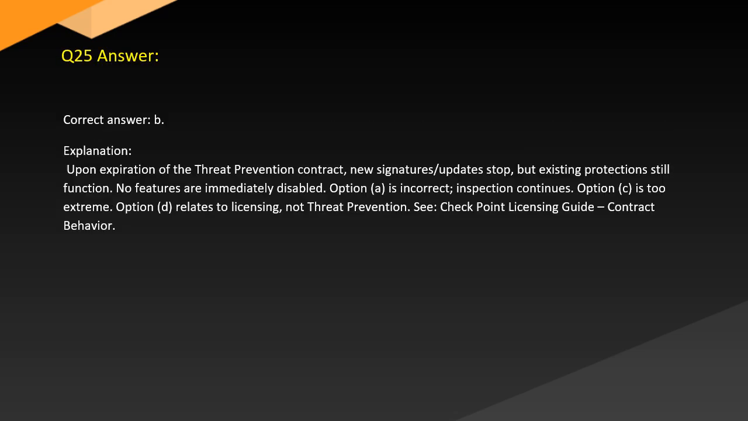Answer. Correct answer, B. Explanation. Upon expiration of the threat prevention contract, new signature updates stop, but existing protections still function. No features are immediately disabled. Option A is incorrect. Inspection continues. Option C is too extreme. Option D relates to licensing, not threat prevention. Reference: Check Point licensing guide, contract behavior.